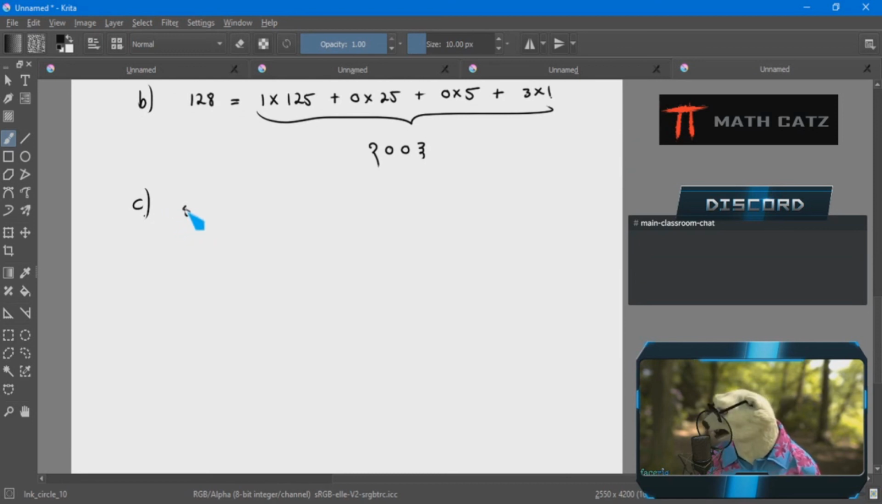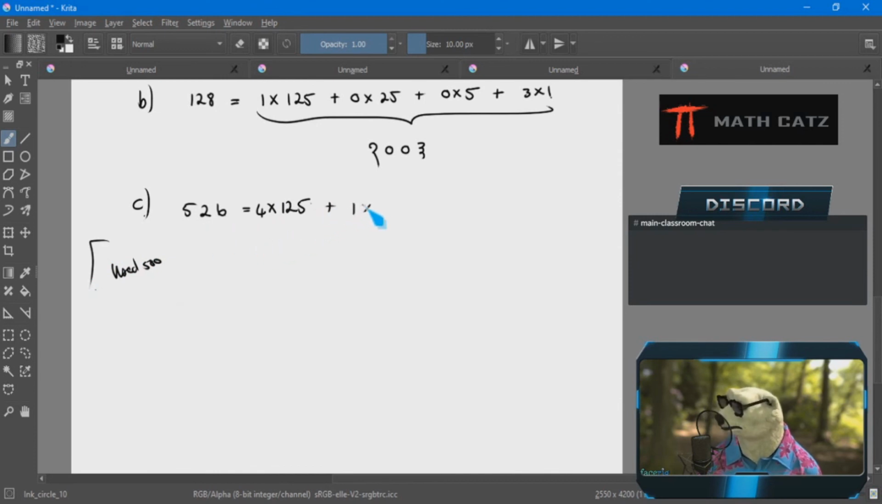What do I have here? 526. So now I need to think. Largest power of 5 that I can fit in here is going to be 125. And it's going to be 4 of them. And perhaps I want to say here, how much have I used already? I've used 500. Let's just put it on the side here. And I see, I need to use 26.